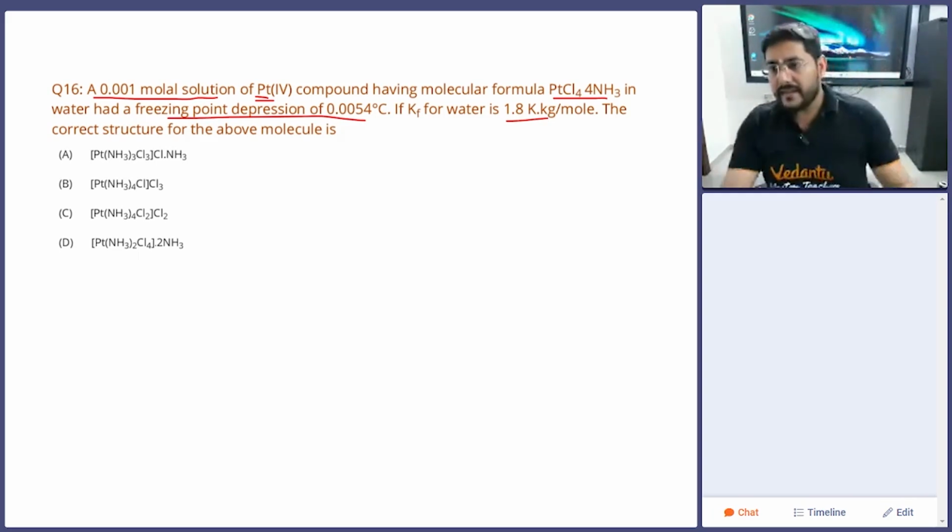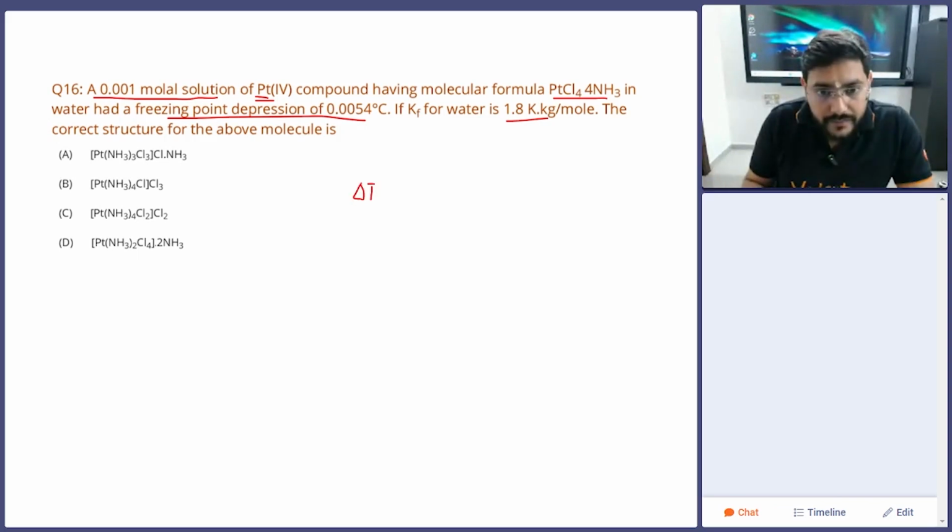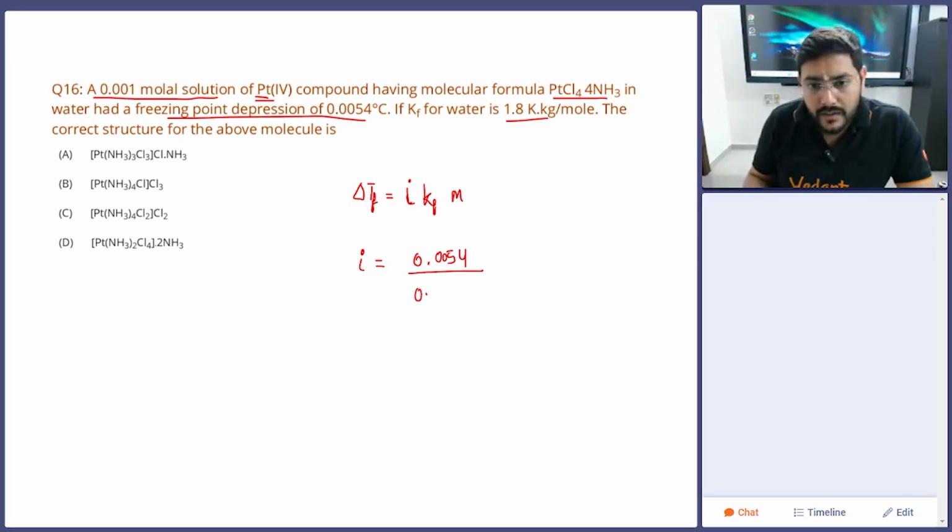Now see, this is a very simple point. Okay. Now you have to figure it out. First of all, delta Tf equals i into Kf into m. Yes, everyone. Now, the delta Tf value they have given. We have to figure out the value of i. So can I say that 0.0054 divided by 0.001 into 1.8. When you solve it, we are going to get the value of 3. Now here, how many ions are we getting? 2. Here we are getting 4. We are getting nothing. Okay.